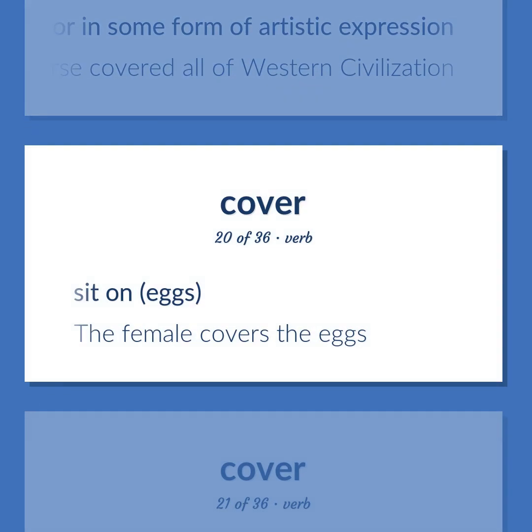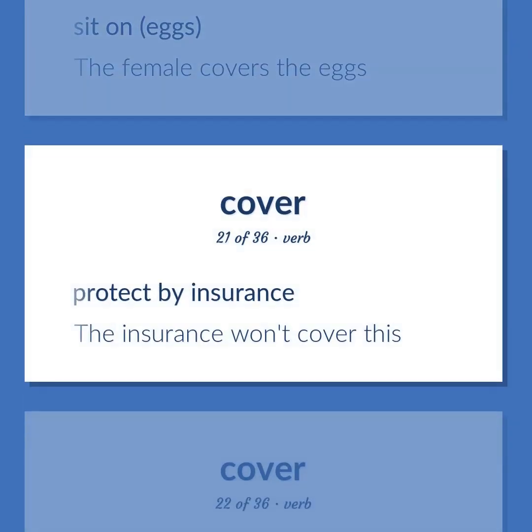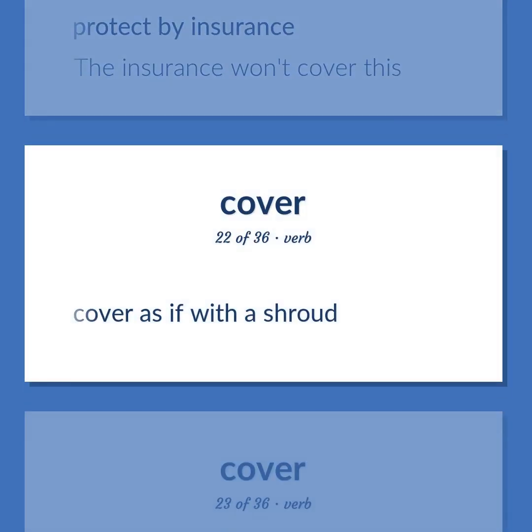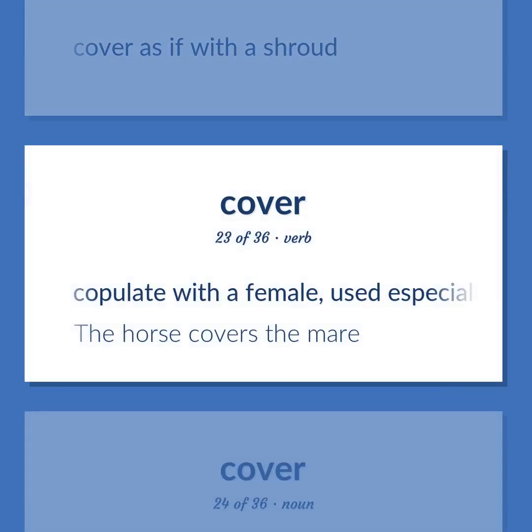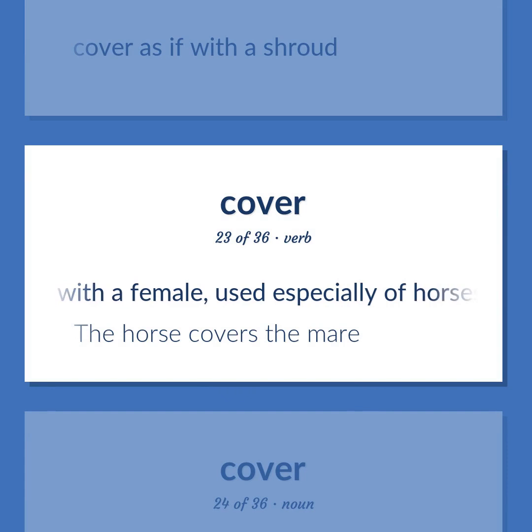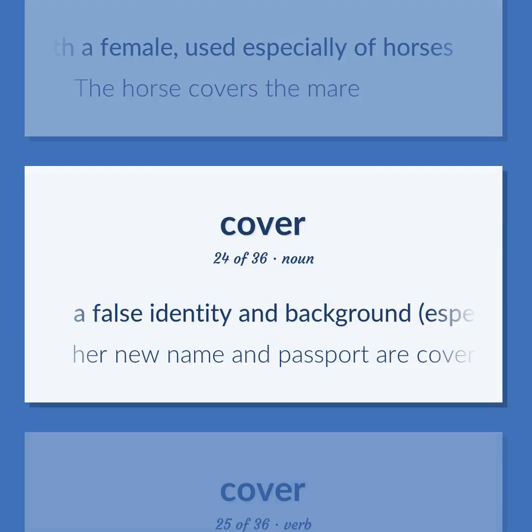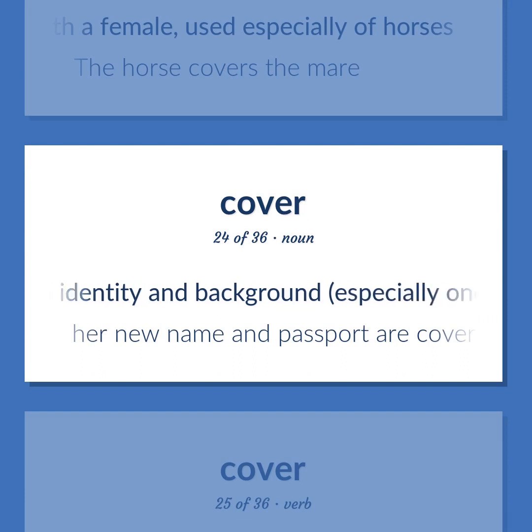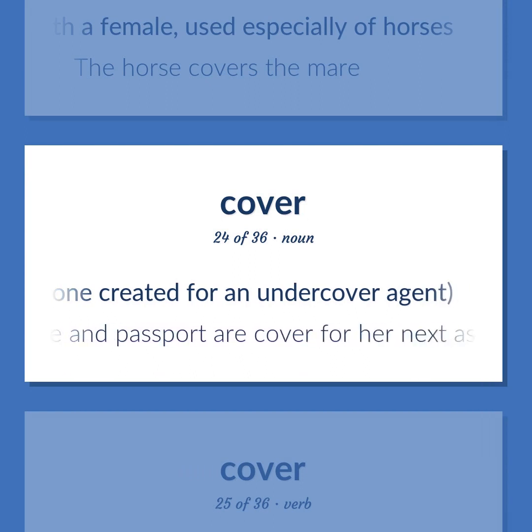Sit on eggs. The female covers the eggs. Protect by insurance. The insurance won't cover this. Cover as if with a shroud. Copulate with a female, used especially of horses. The horse covers the mare. A false identity and background, especially one created for an undercover agent. Her new name and passport or cover for her next assignment.